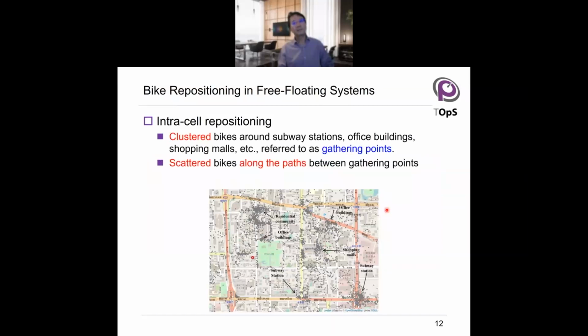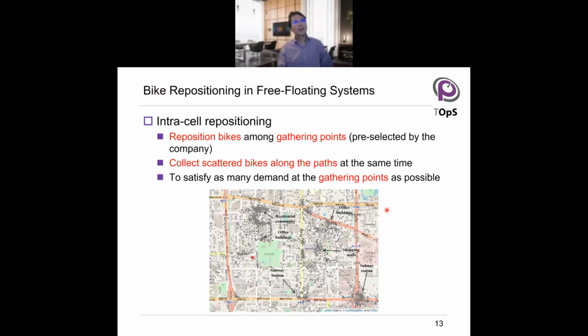Another feature of this free floating bike system is that the bikes are not only located at stations; they can be dropped off anywhere as long as there is a legal parking space for bikes. The users have the freedom to drop off the bikes. And this is a map in Beijing, and you can see there are clusters of bikes, which we refer to as gathering points. And there are also scattered bikes along the way when you travel between these gathering points. So for this intra-cell repositioning scenario, the mover is responsible for repositioning bikes among the gathering points. And of course, the gathering points are decided by the company based on need.